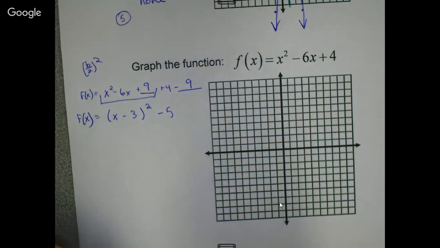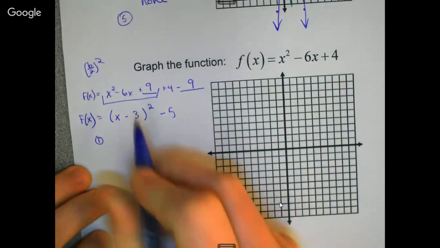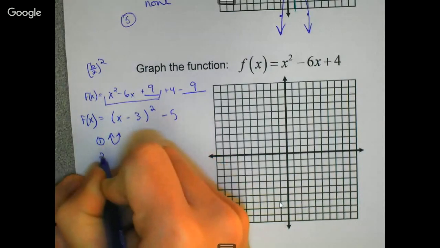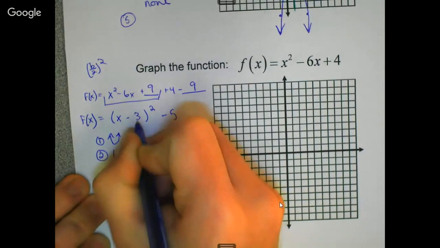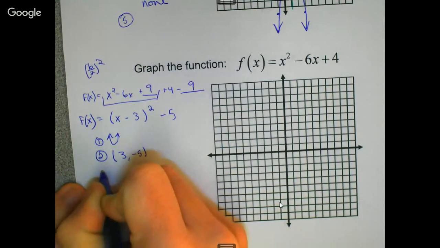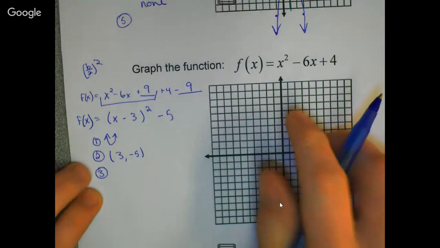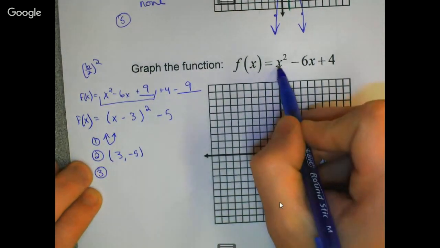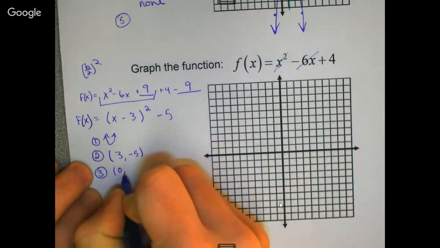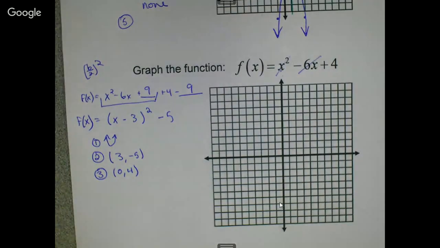So we graph it. Step 1, does it open up or down? Well, this is positive, so we're going to open up. Step 2 is the vertex, so that's (3, -5). Step 3 is the y-intercept, so we'll plug in 0. Now look up here, if I plug in 0, this goes away and this goes away, so I'm left with 4. (0, 4). That's why this one's really good for the y-intercept.